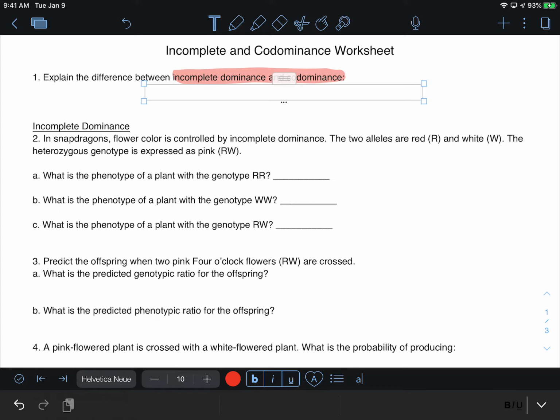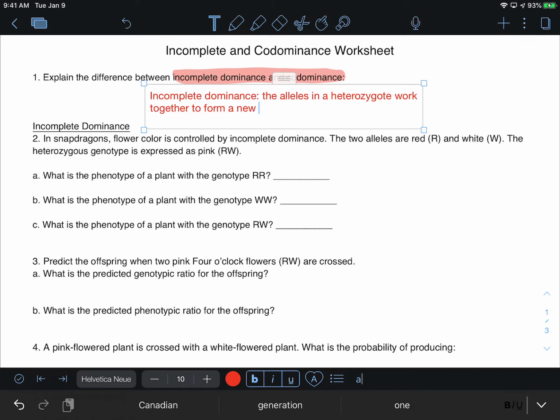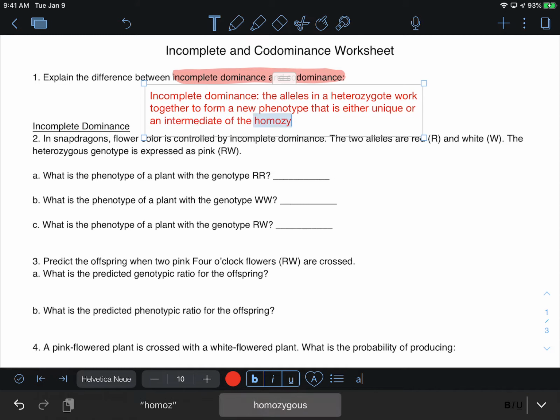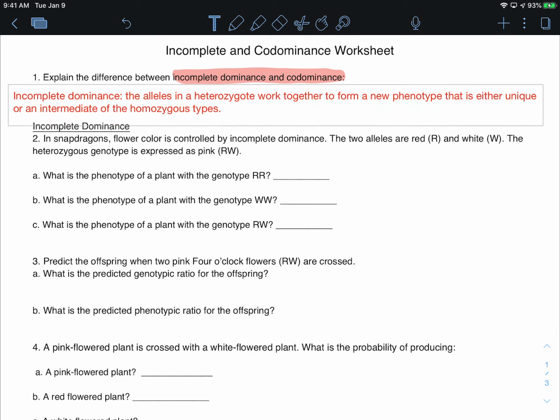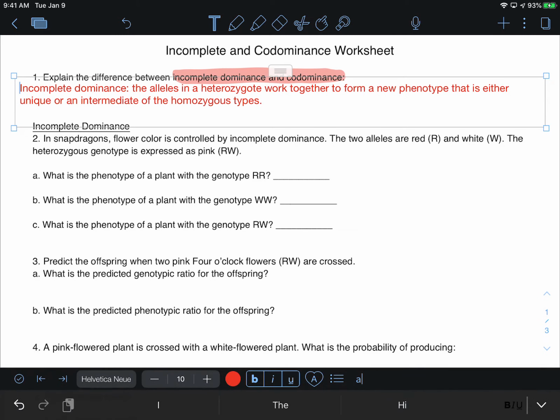So in terms of incomplete dominance, we're usually talking about two alleles that work together to form a third phenotype. So in incomplete dominance, the two alleles in a heterozygote work together to form a new phenotype that is either unique or between, an intermediate of the homozygous types. So for example, in the flowers we have the red flower and the white flower, and then together they form an intermediate flower type. There we go. And hello, Samantha and Renee.